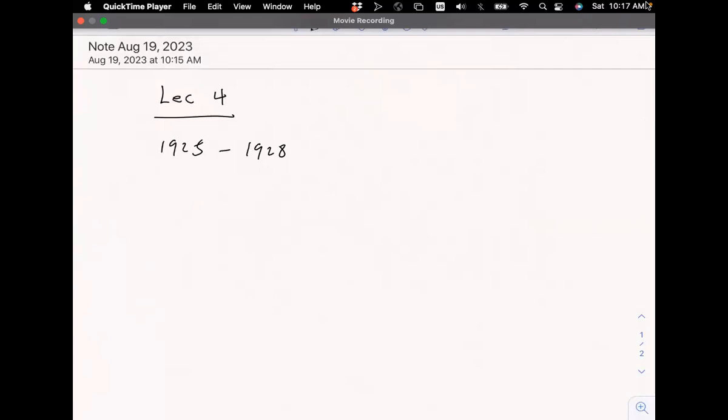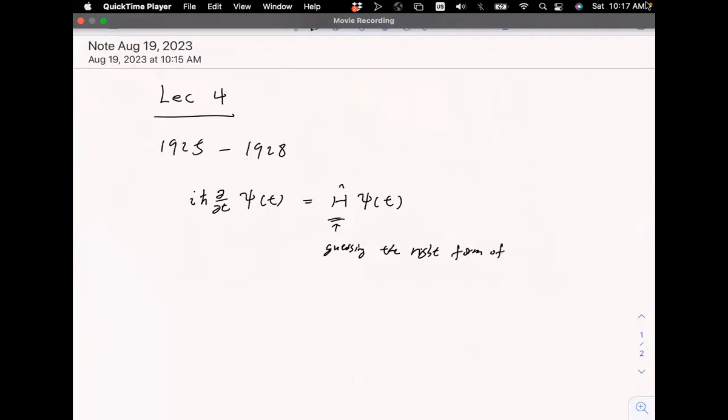Okay, to simplify things a little bit, the whole thing is basically about doing this: you have a wave function, and then this is equal to the operator of the Hamiltonian applied on it. So you can say the game of quantum mechanics is essentially about guessing the right form of the Hamiltonian. Okay, that is what the game is about.